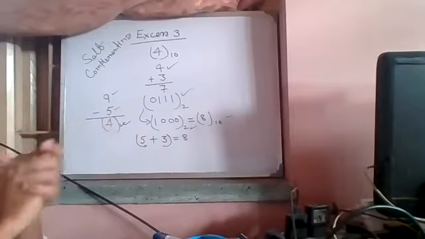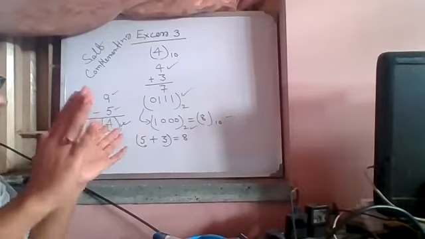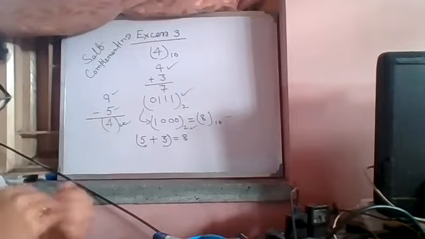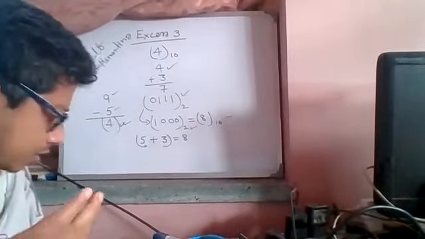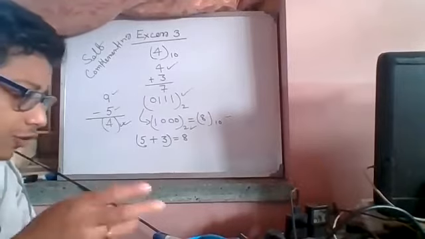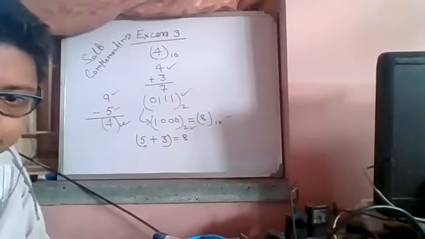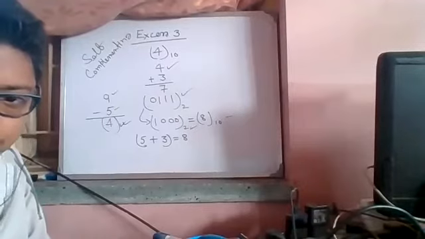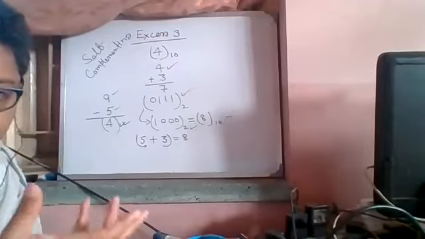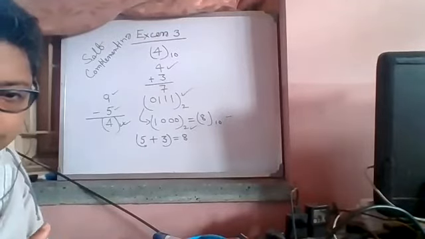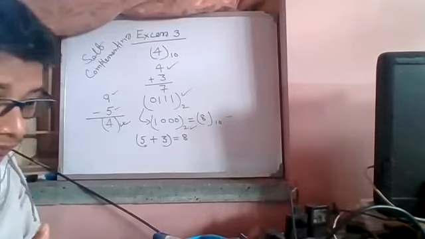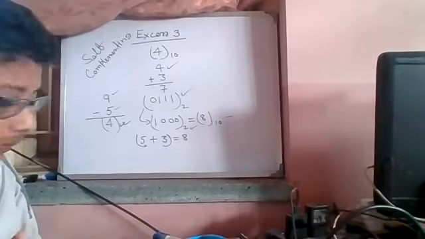So this is about XS3 code, nothing more than that. You have to remember that for XS3 code, you add 3 to every digit that is given to you. And it is self-complementing in this way. That means if you perform the one's complement of the XS3, whatever you get will be the 9's complement of that number. So 5 is the 9's complement of 4.